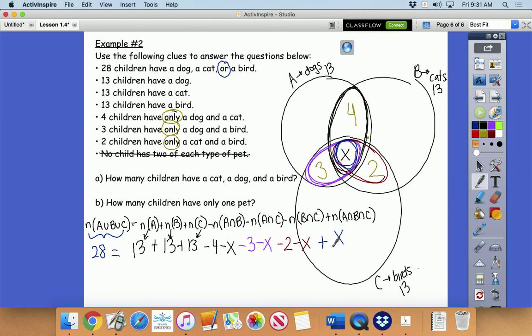So my hint to you guys is when you're solving this, keep the 28 by itself right now. But what you're gonna do is you're gonna add up all the numbers in your calculator. You're gonna put all these guys together in your calculator. So you're gonna go 13 plus 13 plus 13. Then you're gonna subtract 4, subtract 3, subtract 2, and in your calculator, you should find that that is equal to 30.